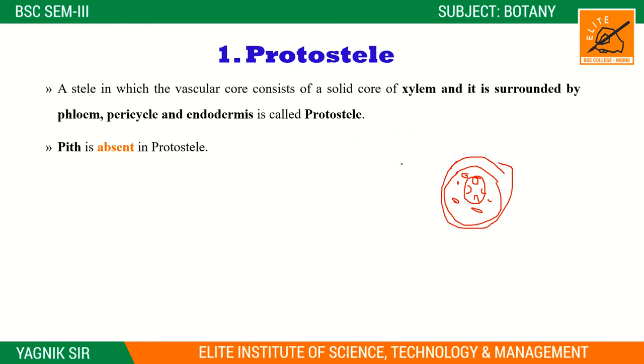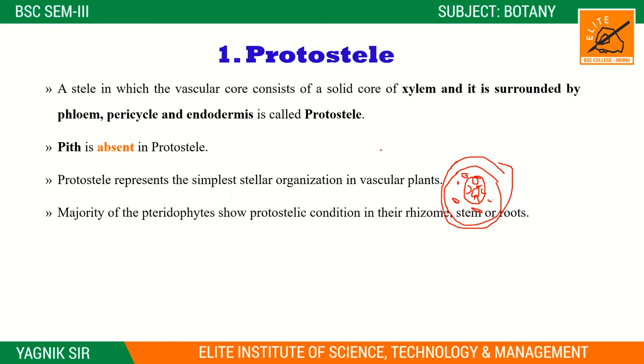Here the endodermis and the pericycle are only a single layer, right? And in the primitive stele, that means a protostele, there is no pith. Actually, pith is present in the center part of the axis, right? But here the pith is absent. So protostele represents the simplest stellar organization in the vascular plants, and the majority of the pteridophytes show the protostelic condition in the rhizome, stems and root.